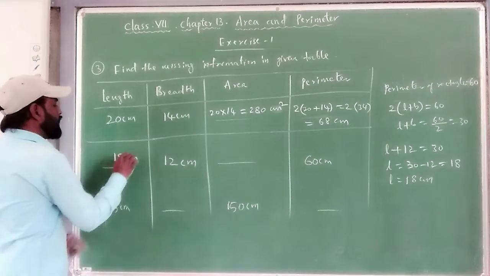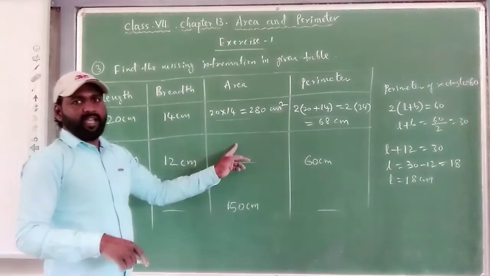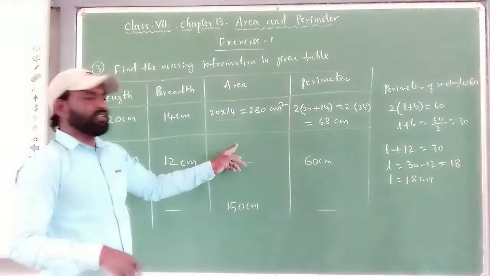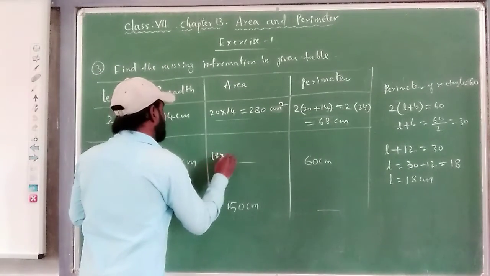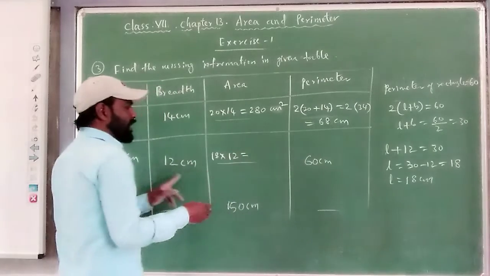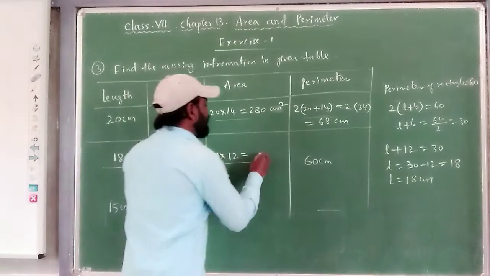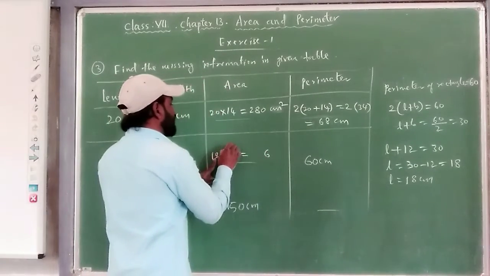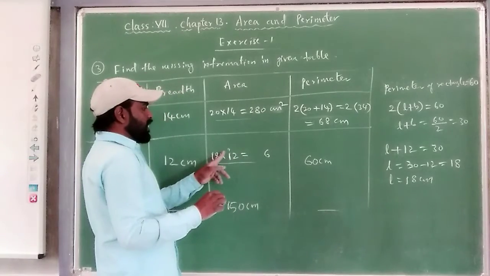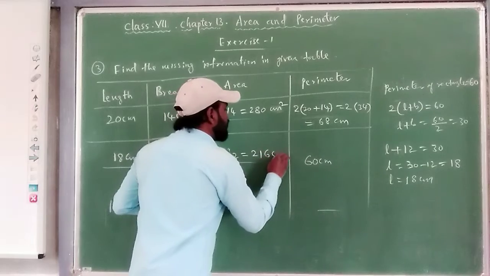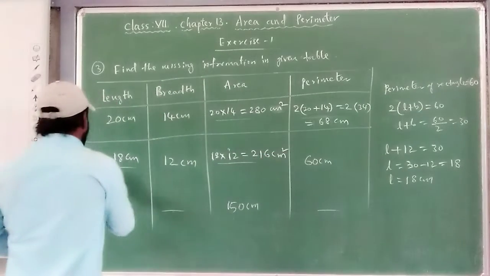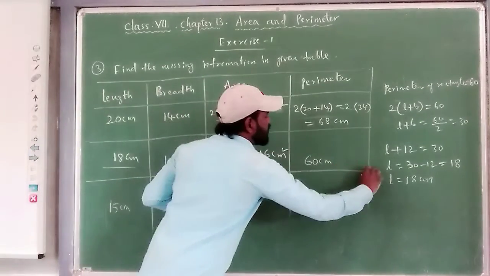When you have the length and breadth, you can easily find the area of the rectangle. What is that? Length into breadth. So area of rectangle, length into breadth. So 18 is the length, breadth is 12 centimeters. Multiply this. 12 8s are 96. So 6 here, 9 carry. 12 ones are 12. 12 plus 9, how much is it? 21. So 216 centimeters square. This is how we can find the missing information.